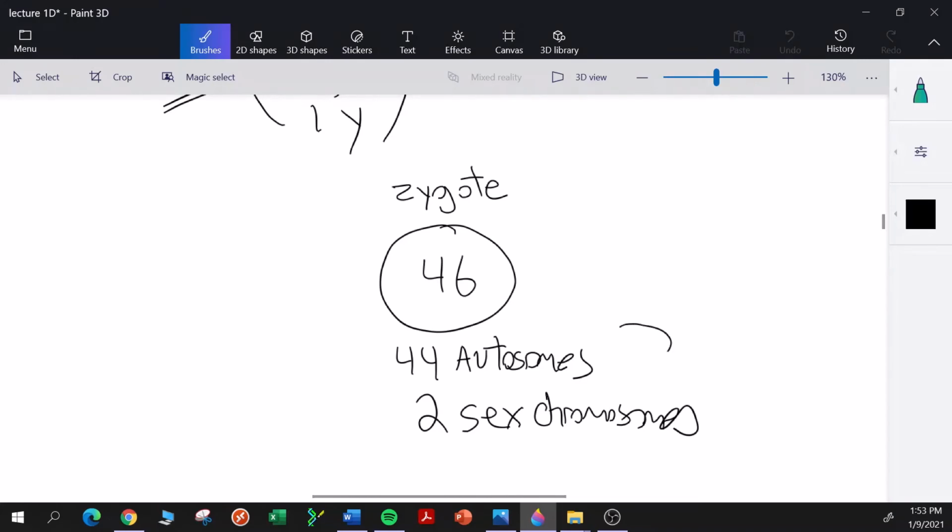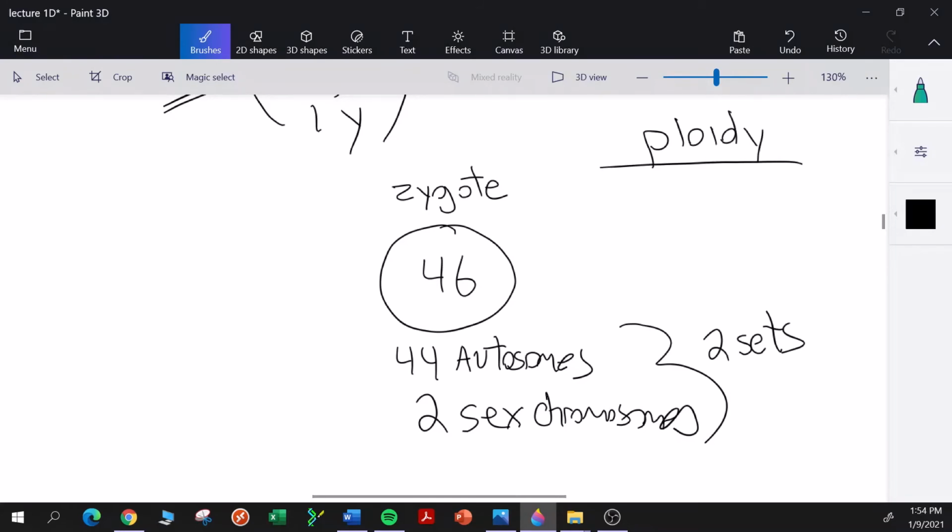And what? Two sets. So the zygote contains two sets of human chromosomes. And this is where we come into this concept of ploidy, or ploidy levels. Ploidy refers to the number of sets. Most human cells, starting at the zygote stage, are diploid. Diploid cells have two sets of chromosomes.